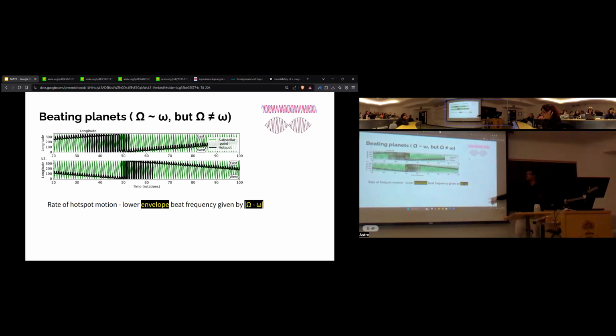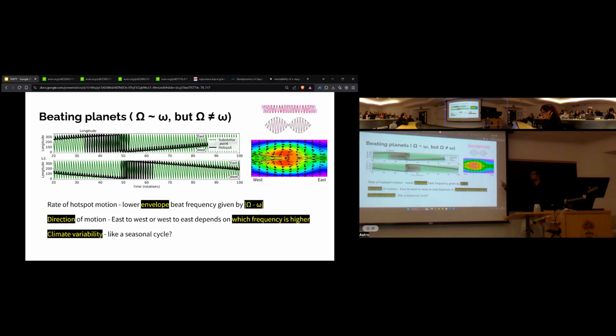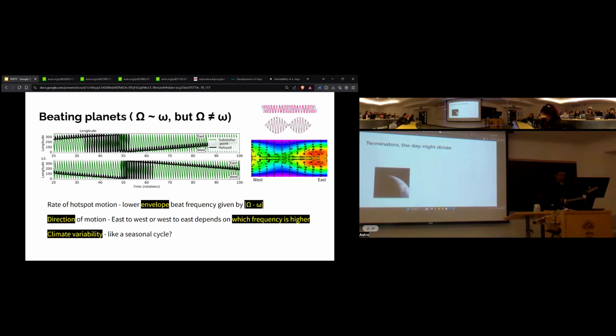And if the frequency is given by the beat frequency, which is the difference between the insolation and the rotation frequencies, the direction of motion depends on which of these frequencies is higher. So it will go from west to east or east to west, as you can see over here. And this is kind of an example of climate variability on circumbinary planets. So previous research said that circumbinary planets are as good as the single star case. That does not really hold when this beating phenomenon occurs.